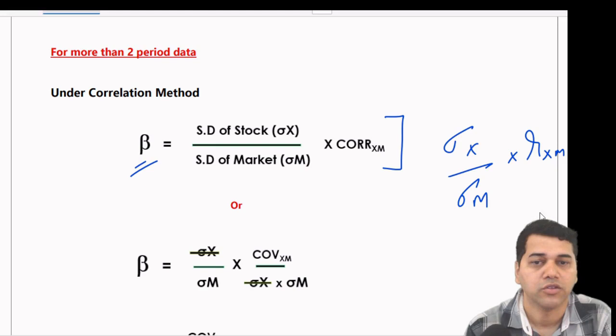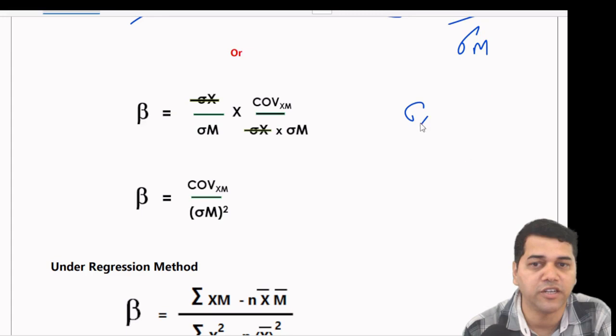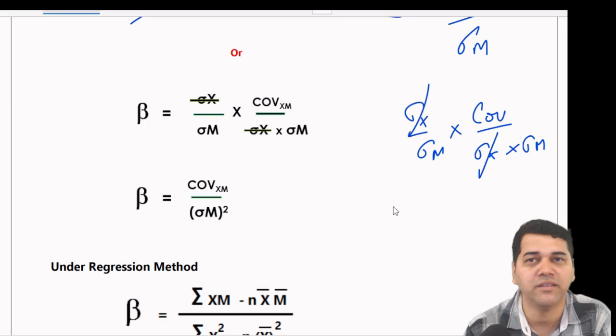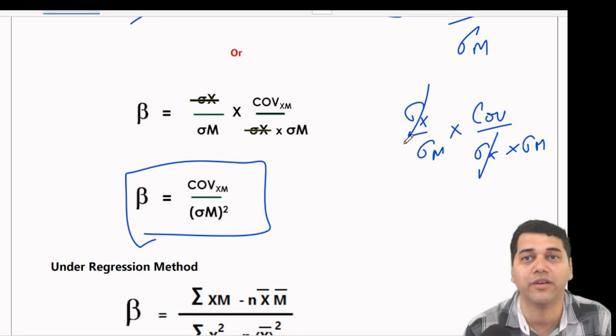So what is the formula for correlation? Covariance by the standard deviation of x into the standard deviation of y. Can I replace the correlation with this equation? Standard deviation of x by the standard deviation of the market, into covariance by the standard deviation of x into the standard deviation of the market. The standard deviation of x gets cancelled. So what remains? Covariance by market variance. This is called the correlation method, what we have just seen.